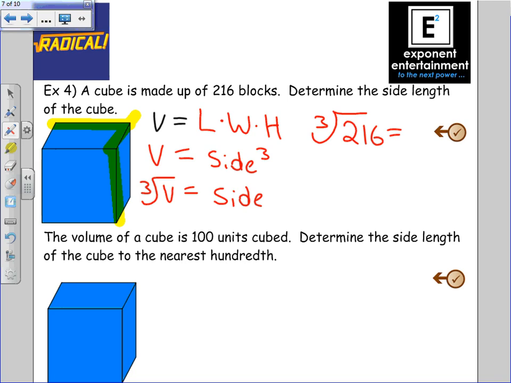The volume of a cube of 100 units. Determine the side length. All we want is one side length. How do you figure out a cube root? So where's your list of cubes? Remember that list we made? You should have made this chart. So you look at what's underneath the root side.